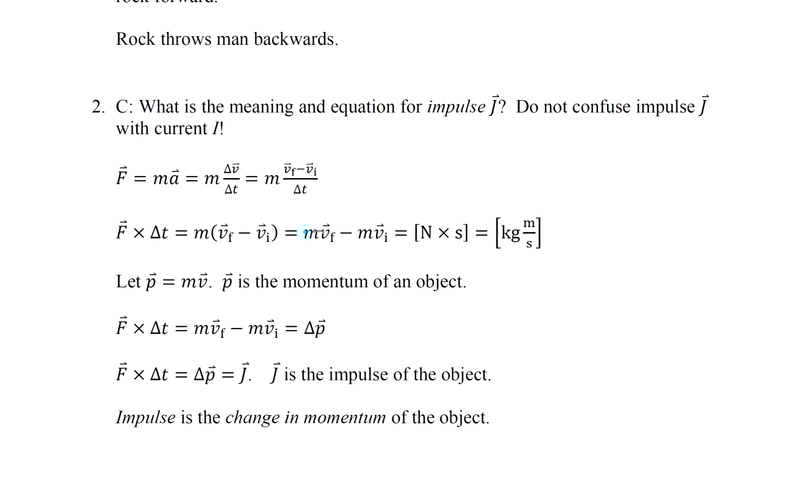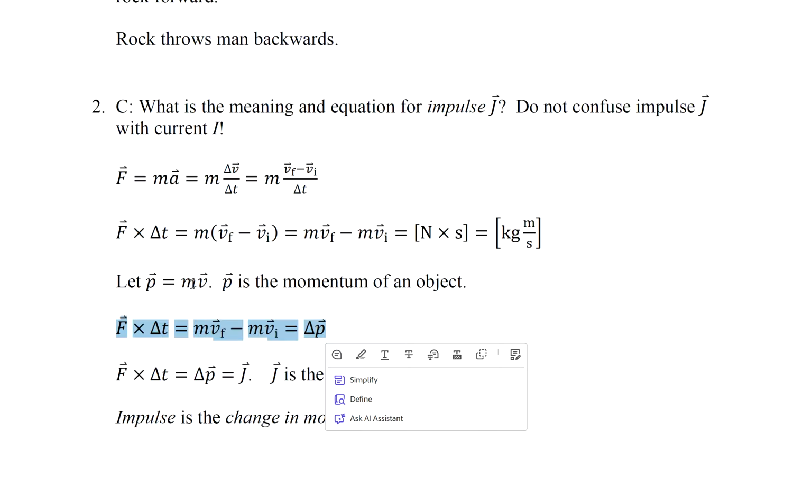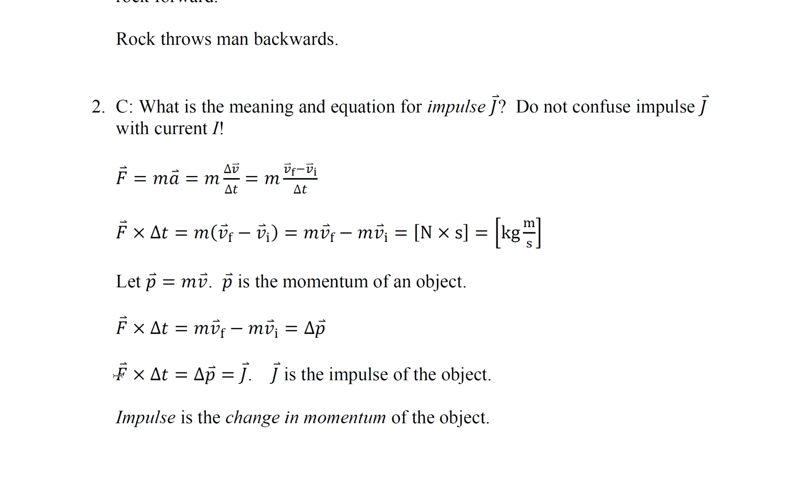This term here, mv, let's just let it equal p. Okay. P equals mv, and p is the momentum of the object. So F delta t equals mv final minus mv initial equals delta p. So F delta t equals delta p, we'll just call this J. J is the impulse of the object. Impulse is the change in momentum of the object. So impulse J is equal to delta p, which is equal to F delta t.